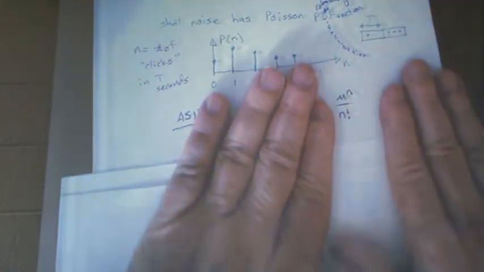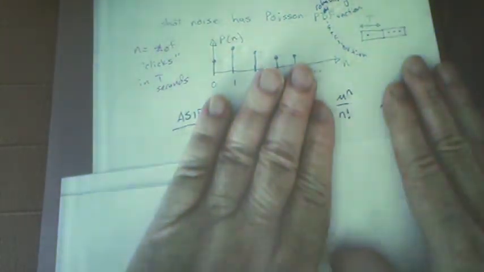The probability of hearing one click or two clicks or 0 clicks. 0 clicks can happen. It has a non-zero probability. I never hear a negative click. But this thing goes on in principle out forever. Maybe I hear 1,000 clicks. Mathematically, that distribution looks like this.